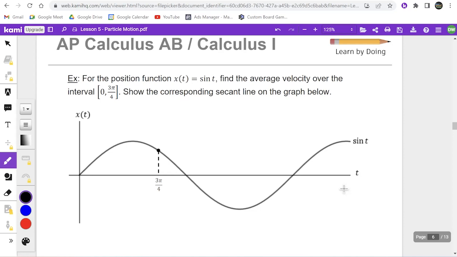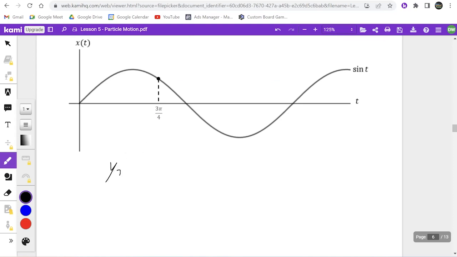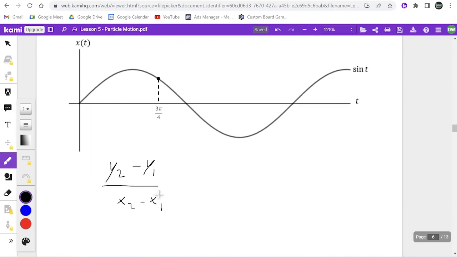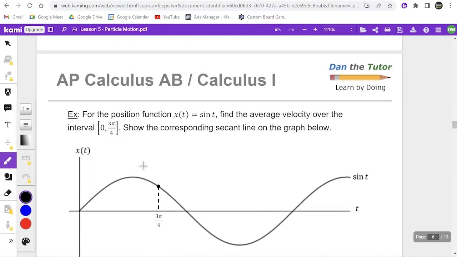Find the average velocity over the interval, blah, blah, blah, to 3 pi over 4. Show this corresponding secant line on the graph below. So first thing I'm going to do is write y2 minus y1 over x2 minus x1, because I know what that means and I will not mess up. Then for y2 and y1, I have to plug in the values 0 and 3 pi over 4.